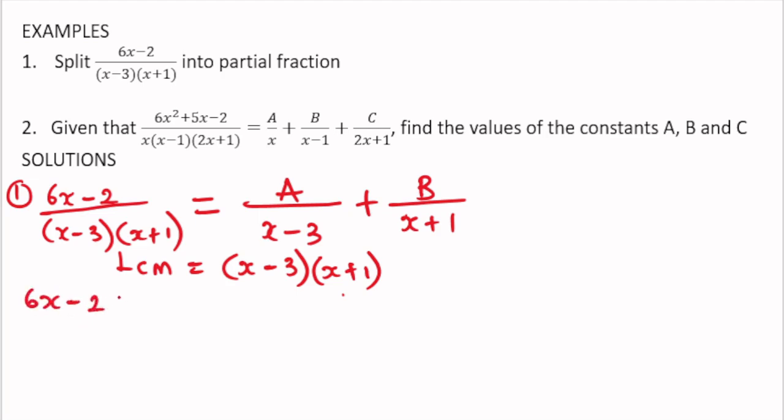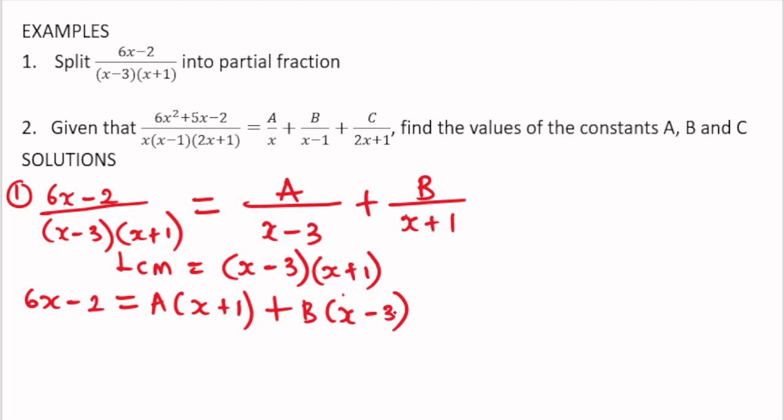6x minus 2 equal to, now on the right hand side, (x minus 3)(x plus 1) divided by (x minus 3). So the (x minus 3) will cancel (x minus 3). We'll be left with (x plus 1). A times (x plus 1) is A bracket x plus 1. We'll close the bracket plus, on the other side, (x minus 3)(x plus 1) divided by (x plus 1). So (x plus 1) will cancel (x plus 1). We'll be left with (x minus 3). B times (x minus 3) will give us B bracket x minus 3.